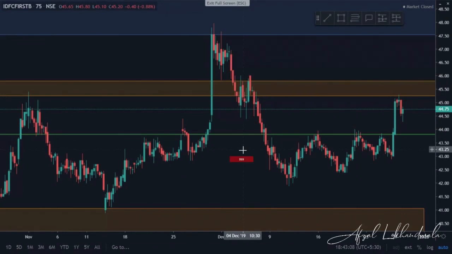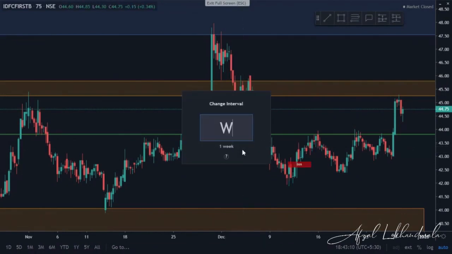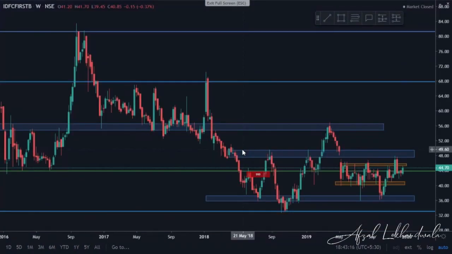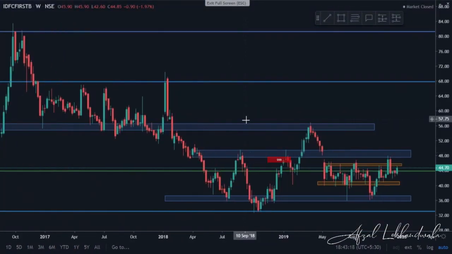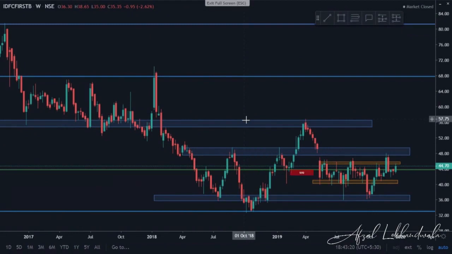This is the 75 minutes. We'll first come to the weekly chart. So this is the weekly chart. Let me adjust a little bit. Yes, this is comfortable. Now the issue which you are facing right now is you are also seeing this green line and this orange line along with these weekly areas which we have identified earlier. This orange line came from the daily time frame.